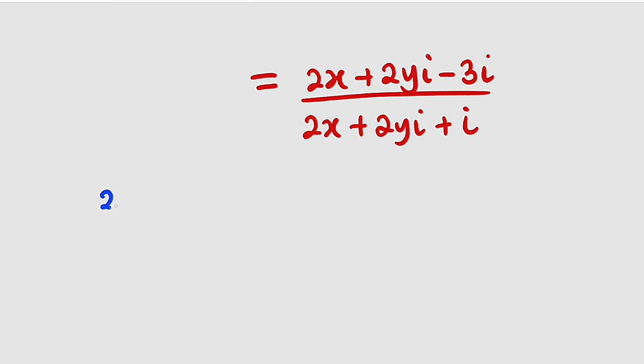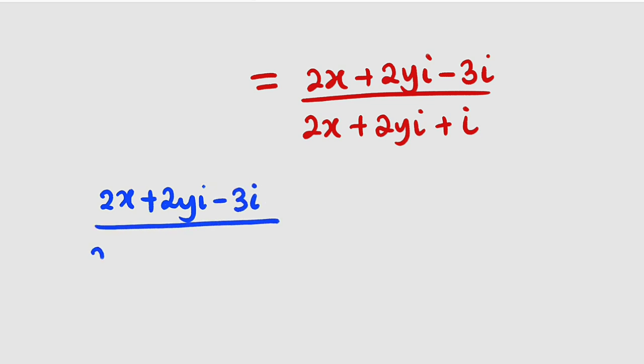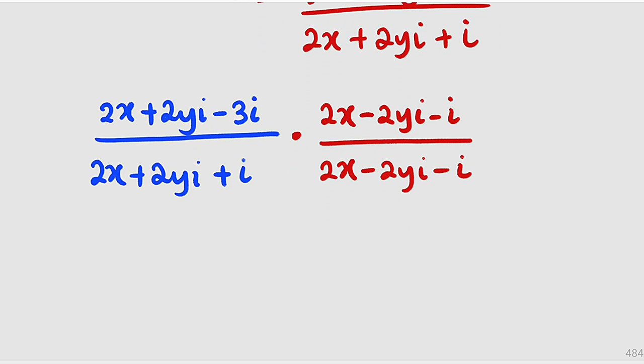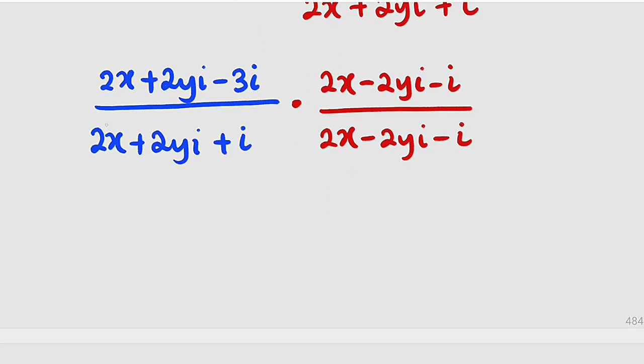So we have 2x plus 2yi minus 3i to the top, and to the bottom we have 2x plus 2yi plus i. Then multiply by 2x minus 2yi minus i. This is the conjugate. We do the same thing to the bottom: 2x minus 2yi, then minus i. All right, I'm going to show you everything. I know the bottom will be a difference of two squares, but I will not do that.